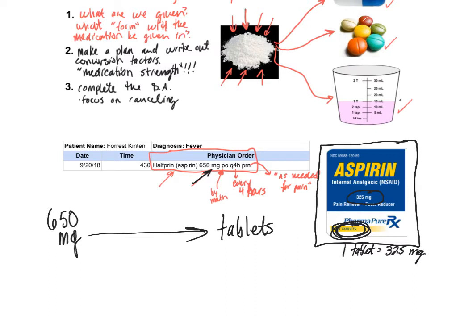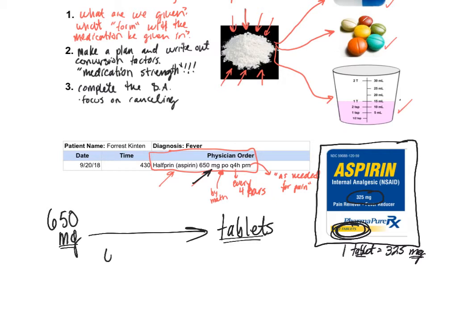So I'm going from a measure of mass, milligrams, to a measure of tablets. And that's exactly what I need to do. I need to go from milligrams to tablets. Now you might be looking at this and saying, I can do this in my head. I don't have to do dimensional analysis. And that's great. Go ahead and if you want to do that, that's fine. Check your work. But we're focusing on dimensional analysis because it's going to be more applicable when we get to more complicated examples.